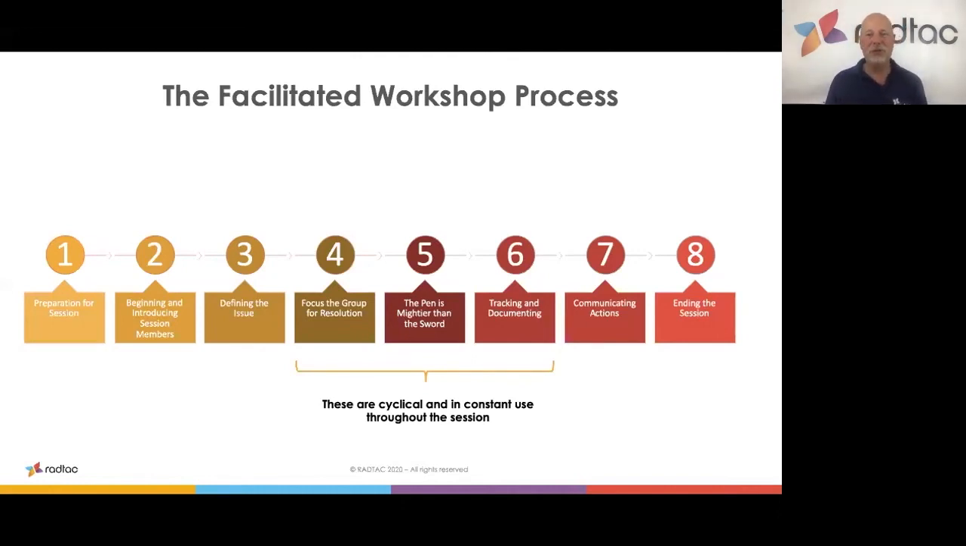Obviously we're going to do facilitated workshops. Most of the interactions that everybody has with everybody else is going to be a facilitated workshop. So in Scrum, for example, the retrospective, facilitated workshop. The sprint review, facilitated workshop. So yeah, I've put a process here for how you would run a workshop.